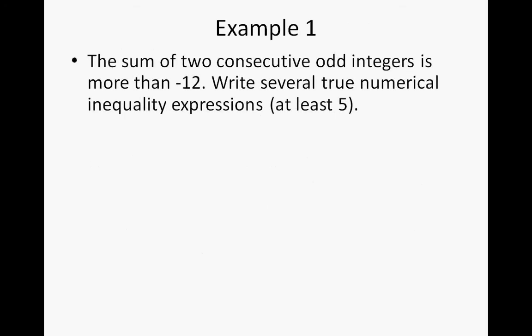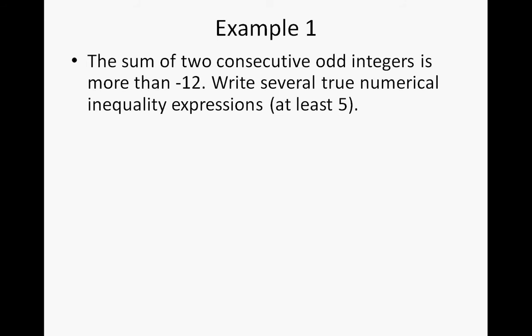All right, so let's take a look at example 1. The sum of two consecutive odd integers is more than negative 12. Write several true numerical inequality expressions, at least 5. So pick two numbers that when you add them together, and again they both have to be odd and they need to be right after each other, that would be more than negative 12. Go ahead and do this and then continue the video.